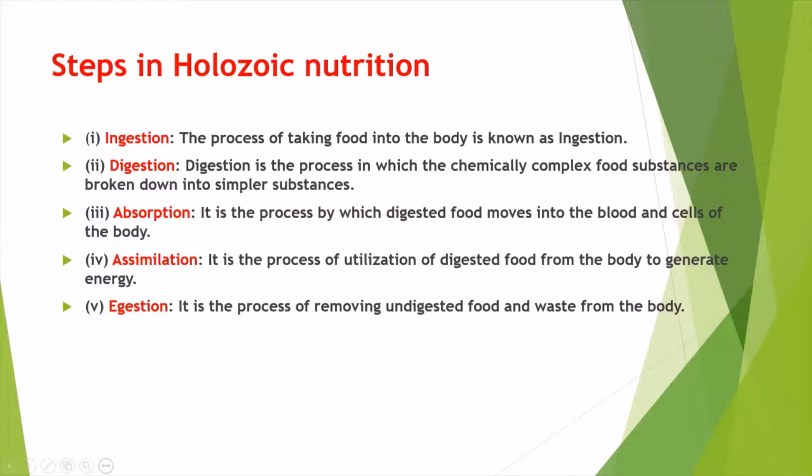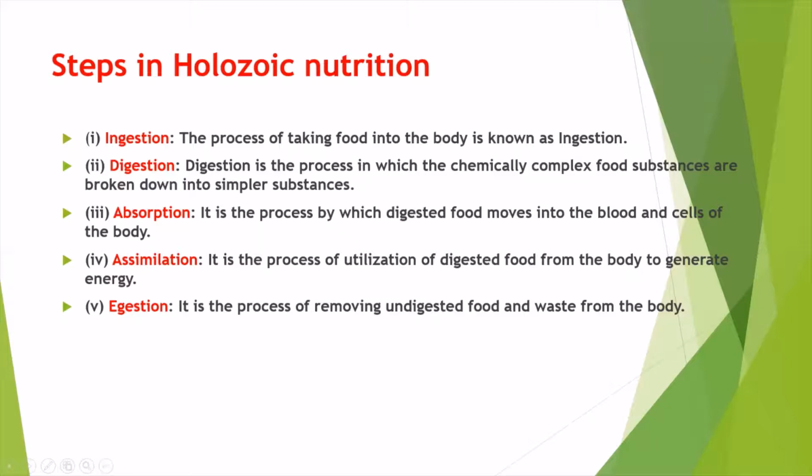And next one is absorption. It is the process by which digested food moves into the blood and cells of the body. So the digested food is absorbed here. It needs to be stored somewhere, right? It's stored in the blood and the cells of the body.